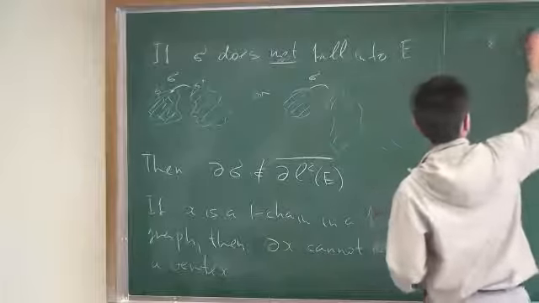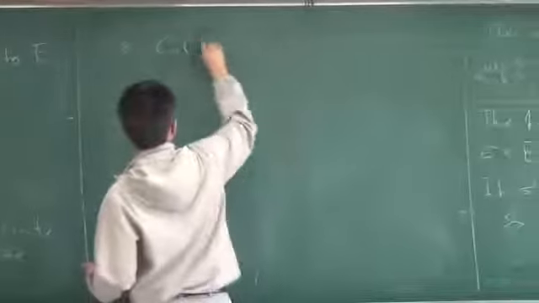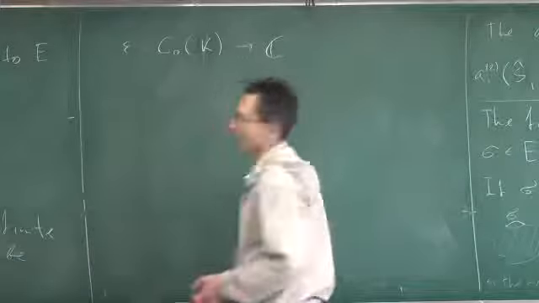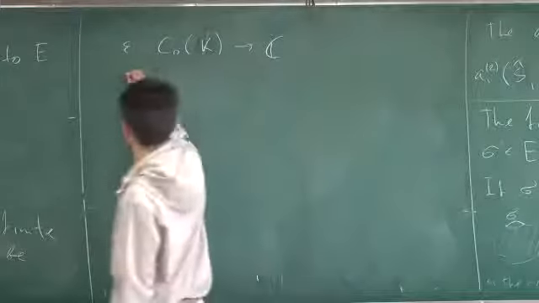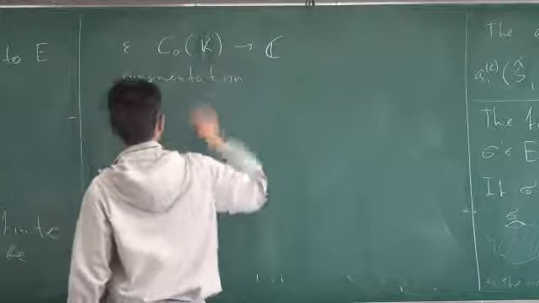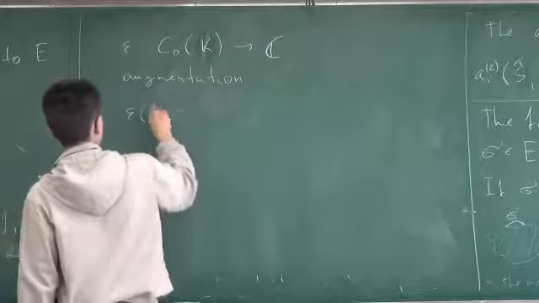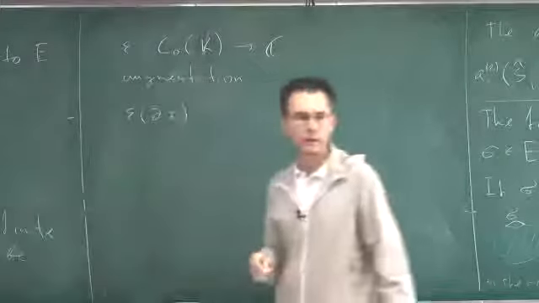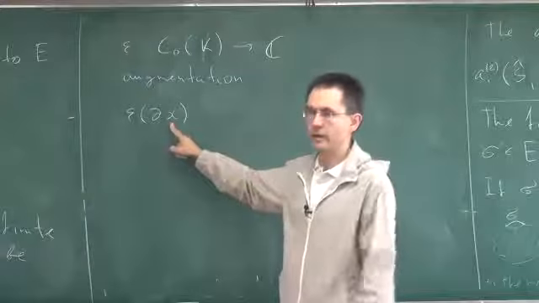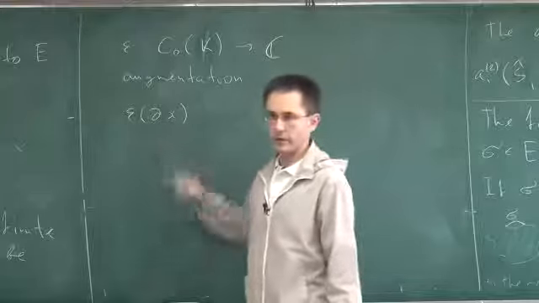So C naught of some, let's call it K, K is some graph, to the complex numbers. The augmentation map. So what is epsilon of the boundary of x? If x happens to be just one edge, what's the augmentation of the boundary of the edge?